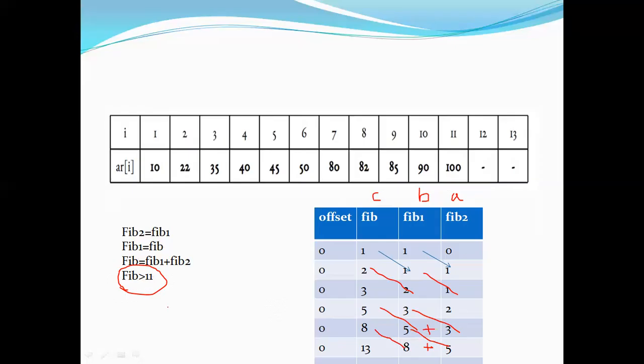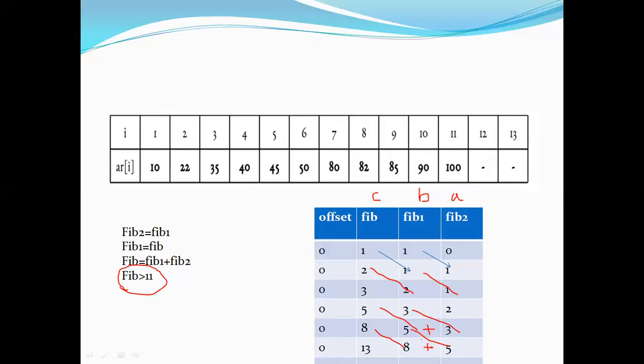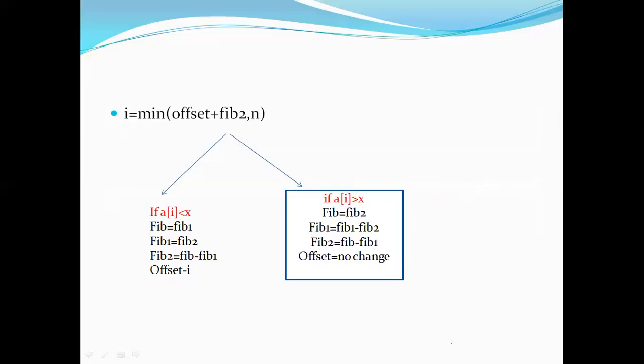Here the values will be fixed. So what is the value of fib? Fib is equal to 13 and fib1 is equal to 8 and fib2 is equal to 5. These values are fixed and offset is equal to 0. So here every time after finalizing these values, we need to calculate the I value.